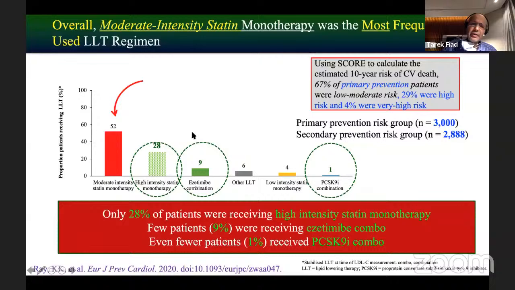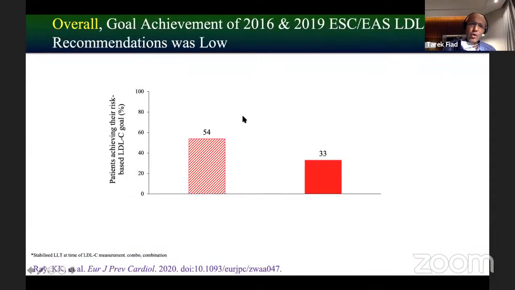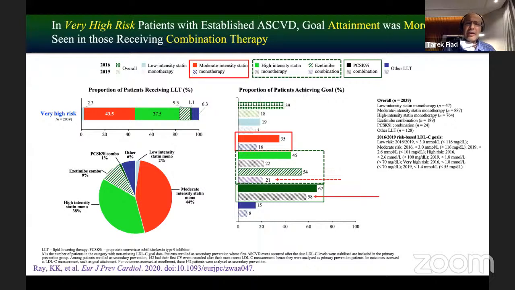High intensity, only 1/3. Interestingly, combination therapy was only used by 9% of the prescribers. And if you want to know the difference between the behavior of the primary care physician and secondary care, they were very similar. And then intensive treatment, surprisingly, only 1% used that tool. So overall, if you look at the recommendation of the 2016 guidelines, 55% reached the recommended goal. If you apply the 2019 European Society of Atherosclerosis and European Society of Cardiology guidelines, only 1/3 reached the goal.